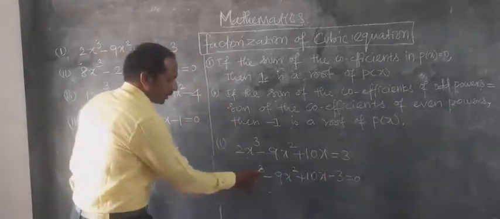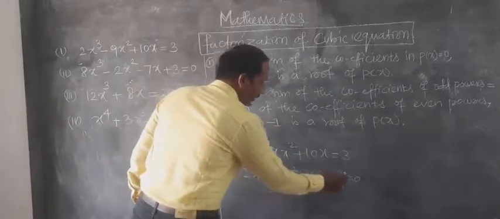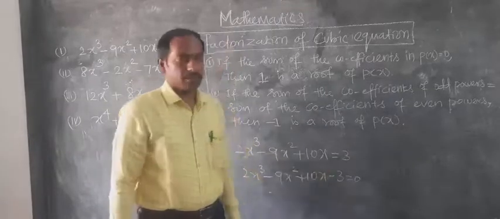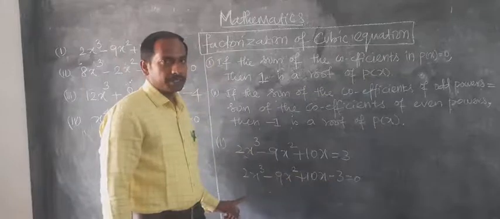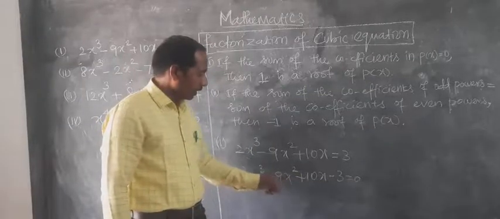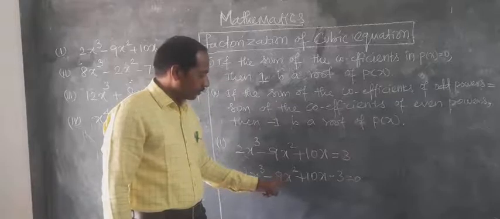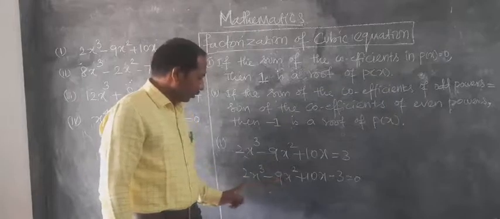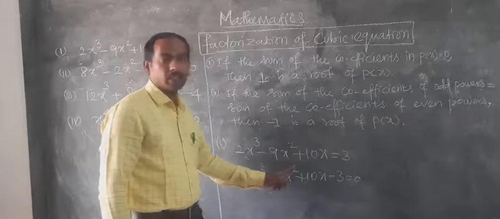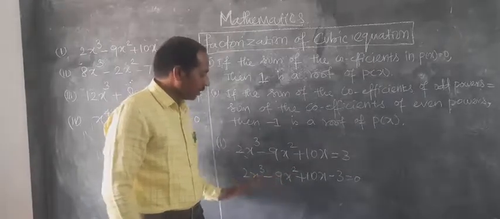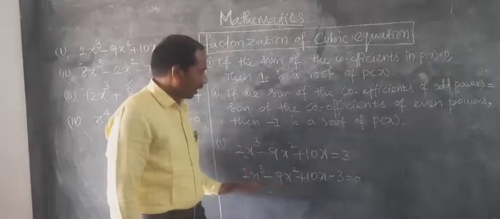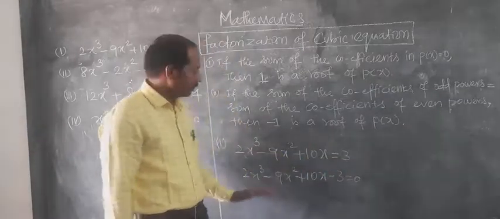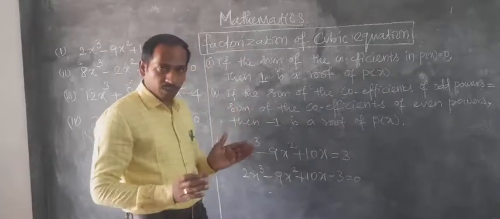Second one: x power 3, x square, x, constant. So x power 3, 2, 1, constant value. Likewise we want to write it. Suppose you don't have any variable term, for example x squared, and it does not appear, then you want to write it with 0 coefficient, like 2x power 3 plus 0x square. But here all the coefficients and variables are in order from x power 3 to the constant, so no issue. Just we want to check whether 1 and minus 1 is a root or not.